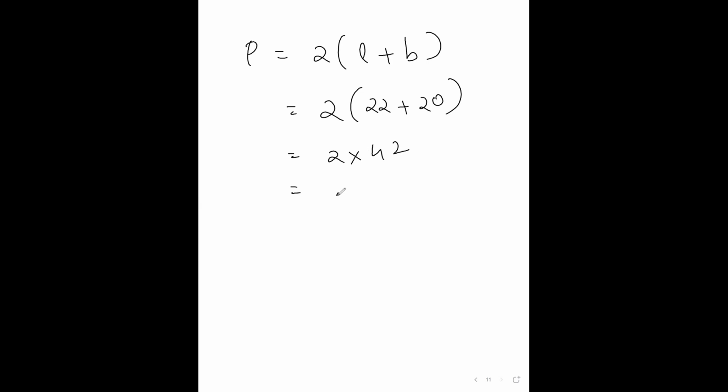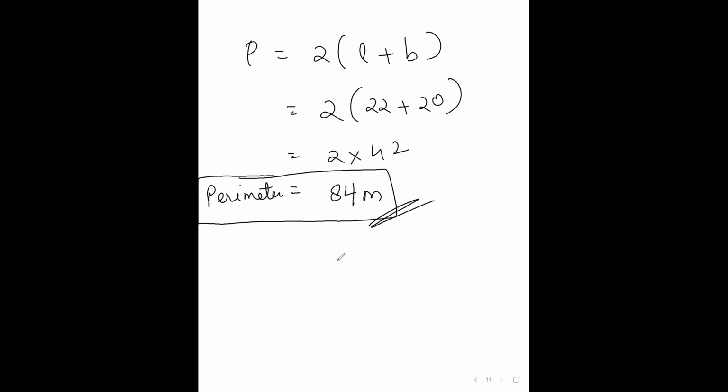84. So perimeter, now you will write your final answer like this. Perimeter is equal to 84. What should be written after this? Meters. Very good. Meters. Your question is done.